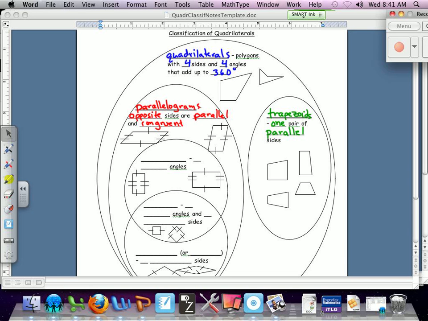All right, now we have some more specific types of parallelograms. We have all of these ones. See these four right here that I'm pointing at, in this upper circle inside? What might I call all of these?